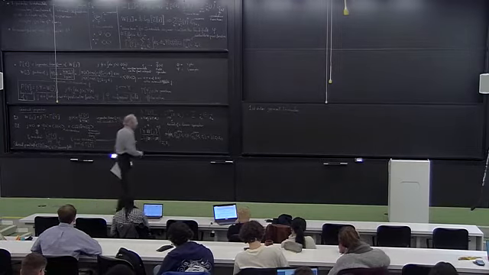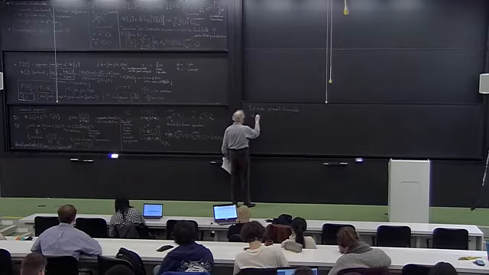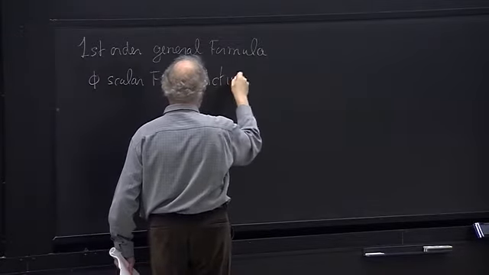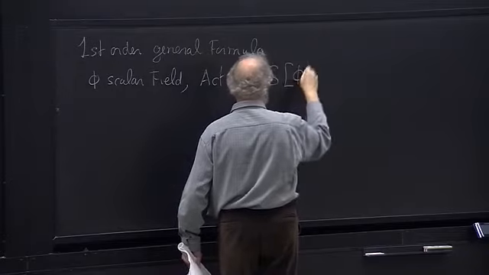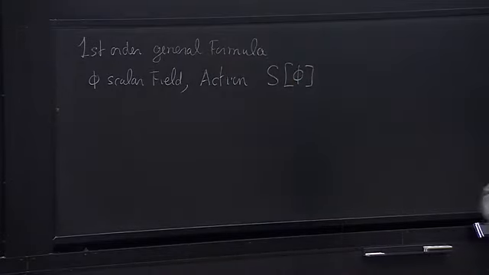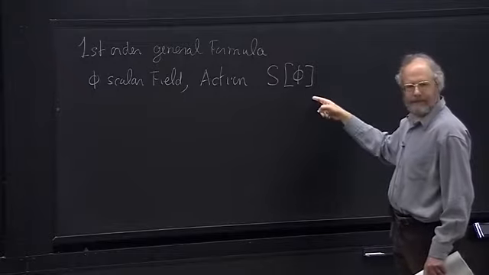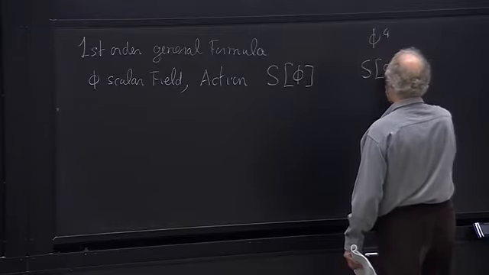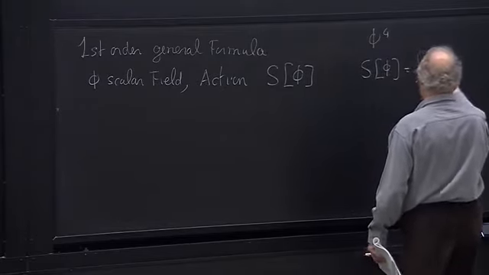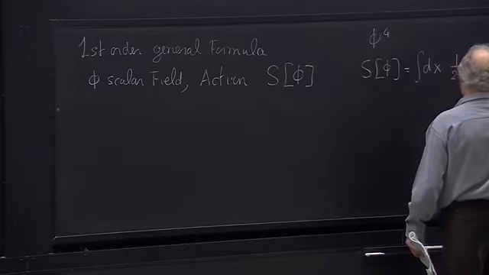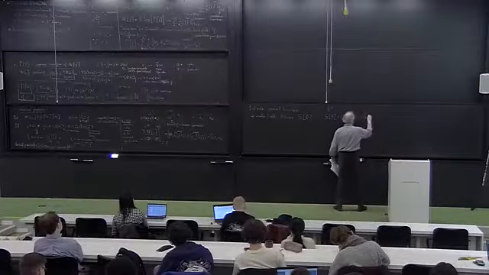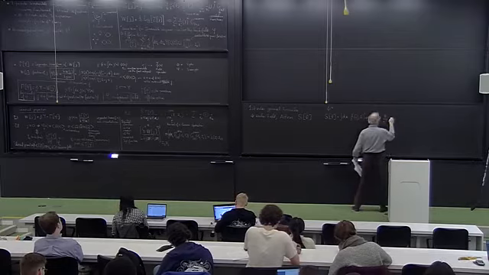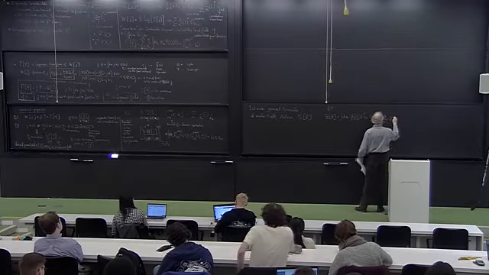So if we take a theory involving a scalar field, phi, and an action that I'm going to call S of phi, okay? So S is an action. For phi-4 theory, S of phi is the integral dx of 1/2 (d mu phi) squared plus m squared over 2 phi squared plus g divided by factorial 4 phi^4 of x. Okay?